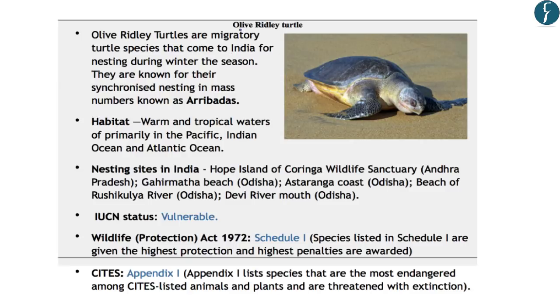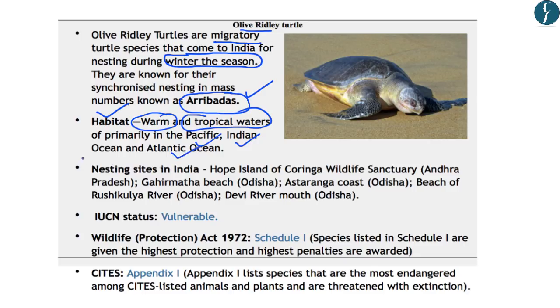Now, regarding the olive ridley turtle, you should note that these are a migratory turtle species and they come to India for nesting during the winter season. Now, they are famous for their synchronized nesting in mass numbers, and this type of nesting is known as arribadas. Further, the habitat of these olive ridley turtles becomes important for us from the preliminary examination point of view. So these olive ridley turtles are primarily found in the warm and tropical waters of all the important oceans, that is the Pacific Ocean, Indian Ocean and the Atlantic Ocean.